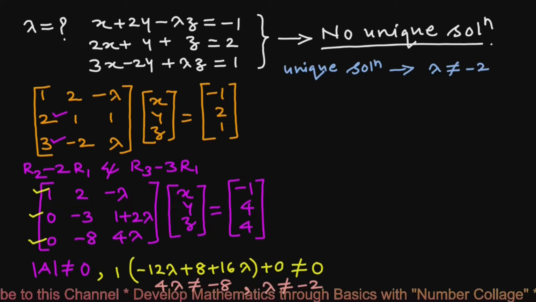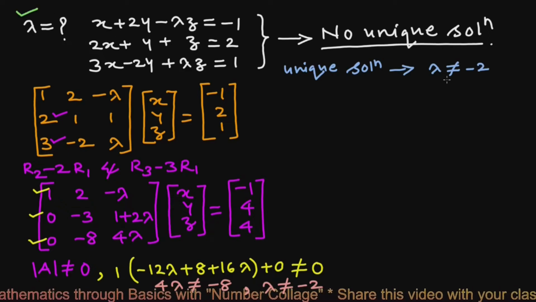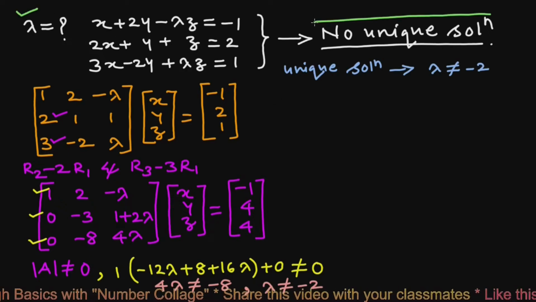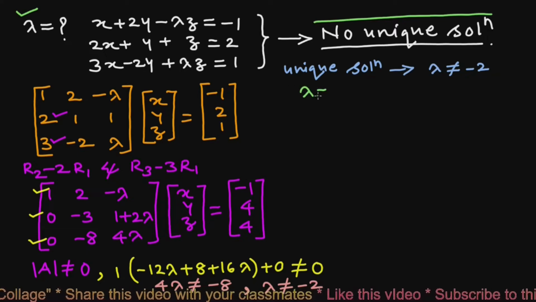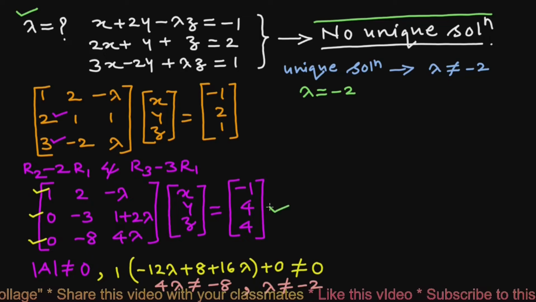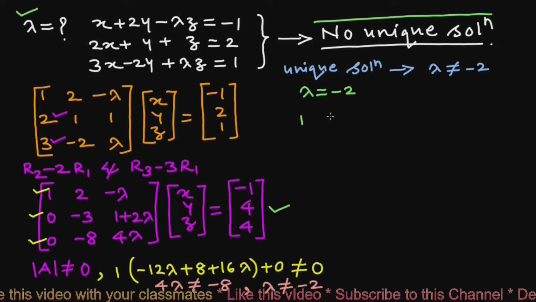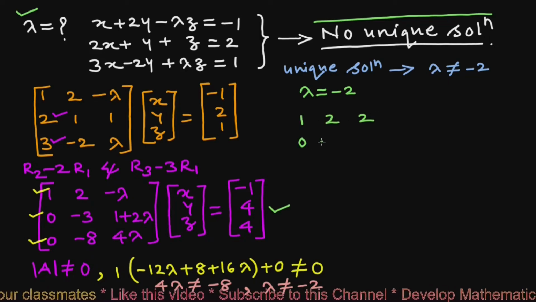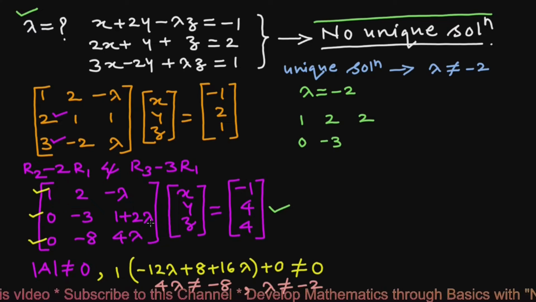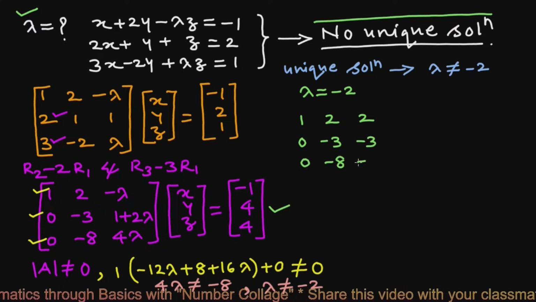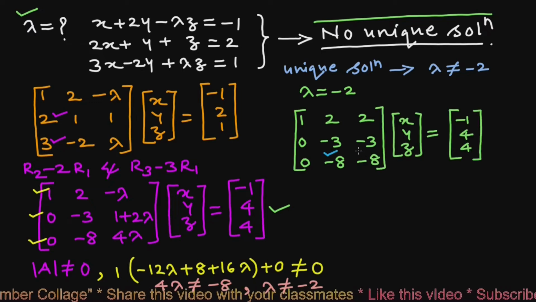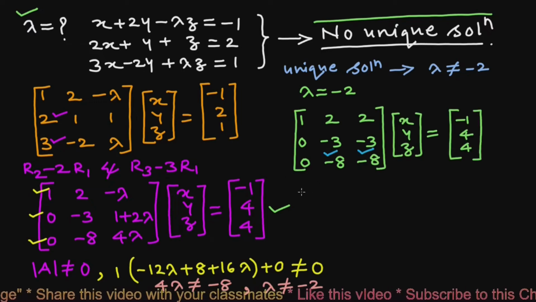But we have to find the value of lambda when these equations have no unique solution, which means we have to assume lambda equals minus 2. This matrix equation becomes 1, 2, 2, 0, minus 3, 1 minus 4, minus 3, 0, minus 8, minus 8. We will make these two elements 0 by row transformation.